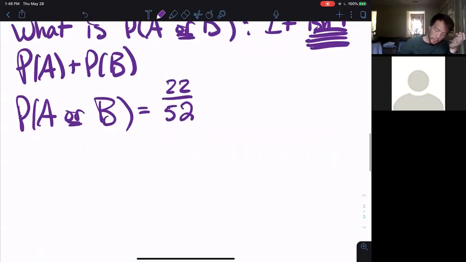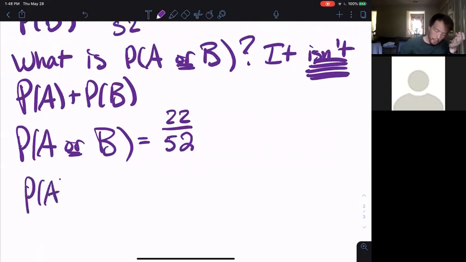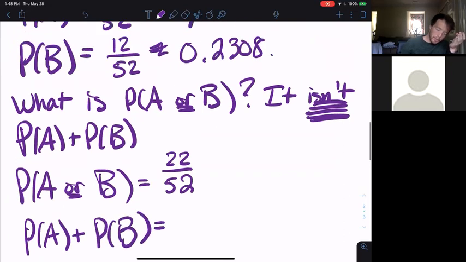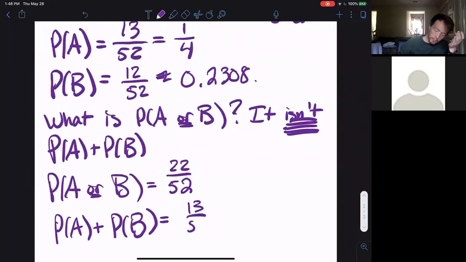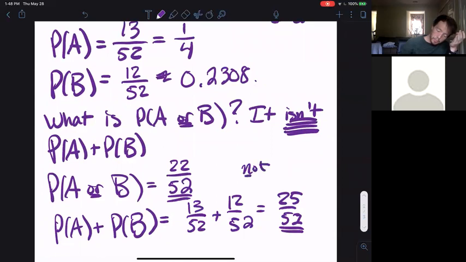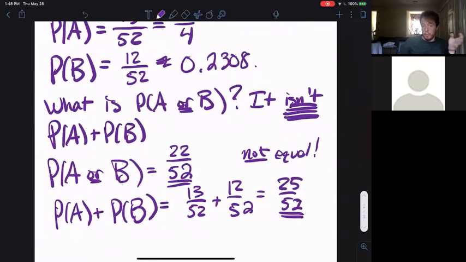In contrast, the probability of A plus the probability of B equals, well, what did we say the probability of A was? It was 1/4 or 13 out of 52, excuse me, plus 12 out of 52. Which is 25 out of 52? No, these numbers are not the same. Right? So I've just proven to you that the probability of A or B is not equal to the probability of A plus the probability of B.